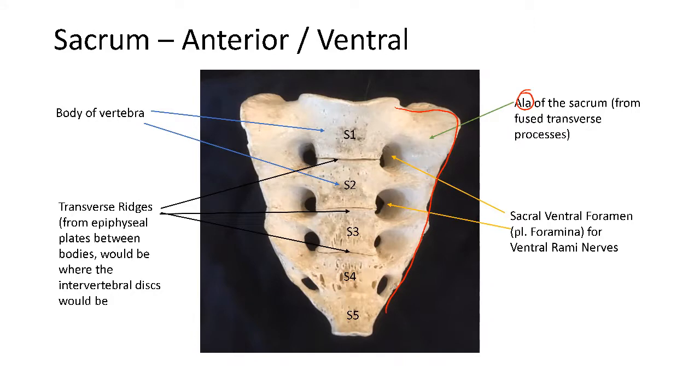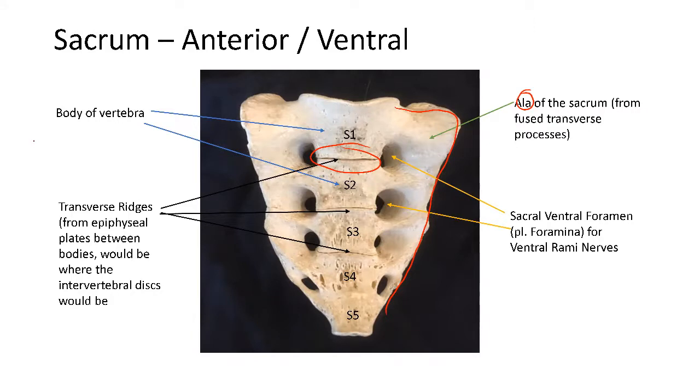We have these transverse ridges between the bones. Those are the epiphyseal plates between the bodies that would have been hyaline cartilage for the epiphyseal plate. If they were free moving, this is where the vertebral disc would have been, but it isn't. So this is how the bone grows.